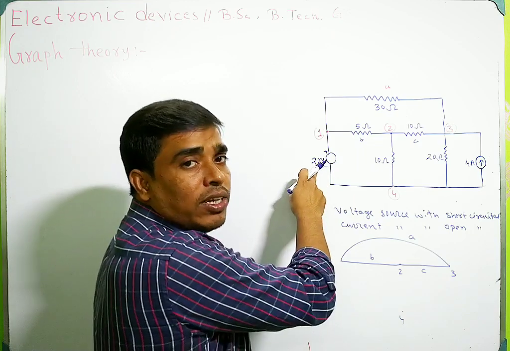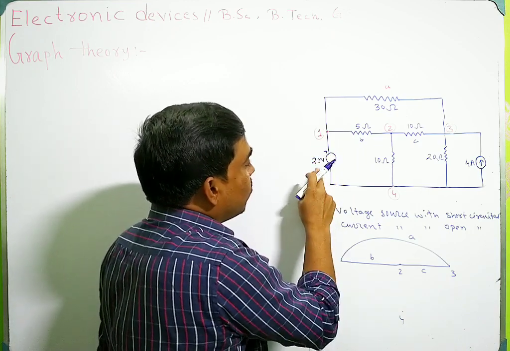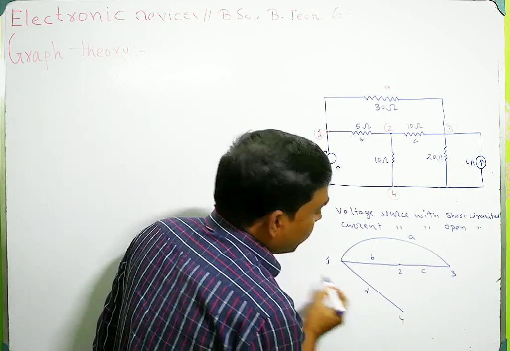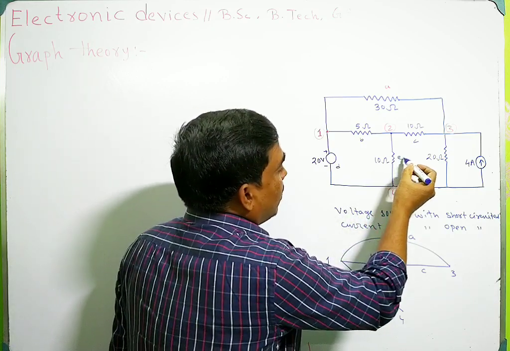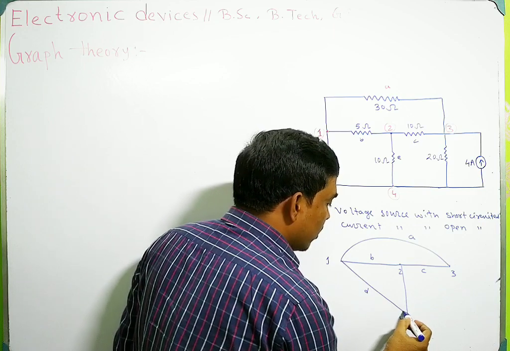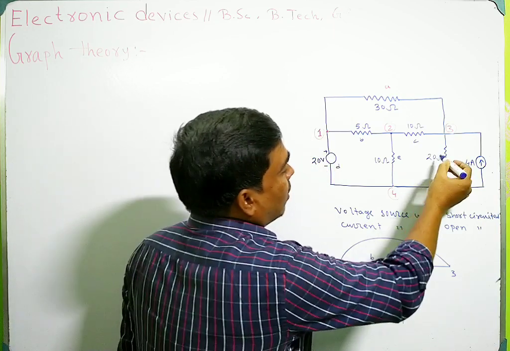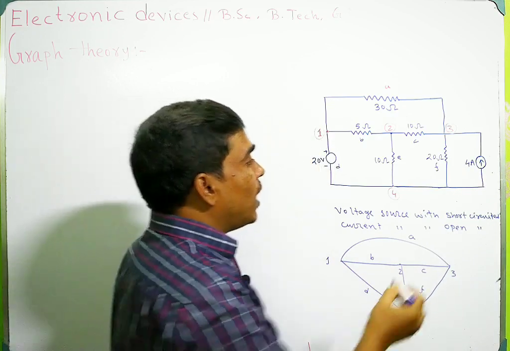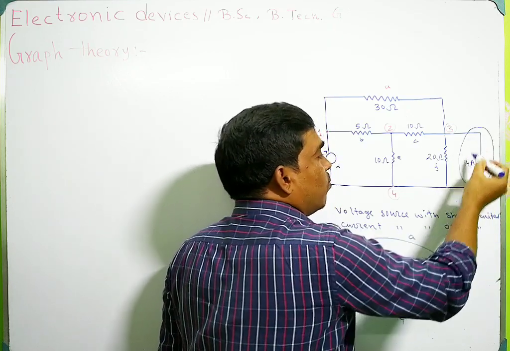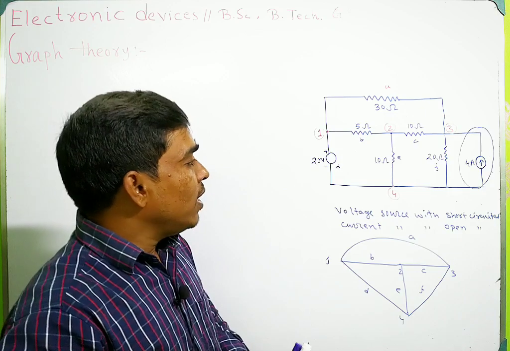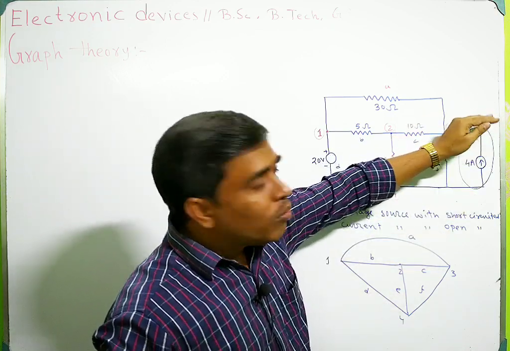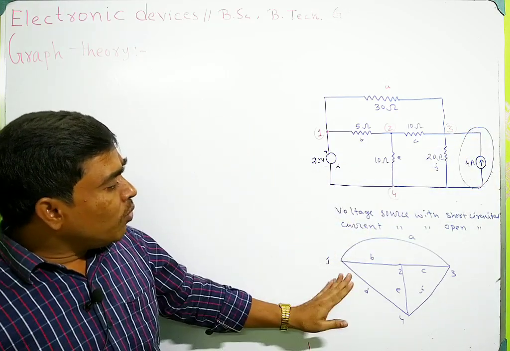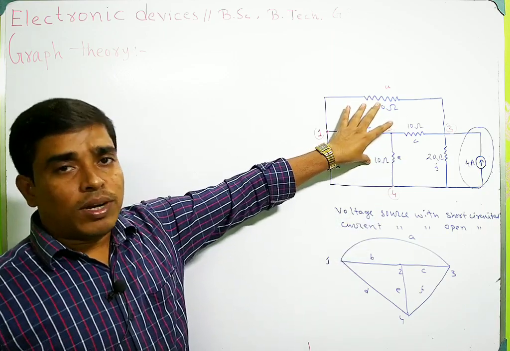And this voltage source is short circuited, that means this branch suppose D. So this is branch D, and this branch is E, suppose. So this branch is E, and this branch is F. So this branch is F. But this portion is open circuited because this is a current source. That's why this branch will be omitted because this is open circuited. Okay, so this is the equivalent graph of this network.